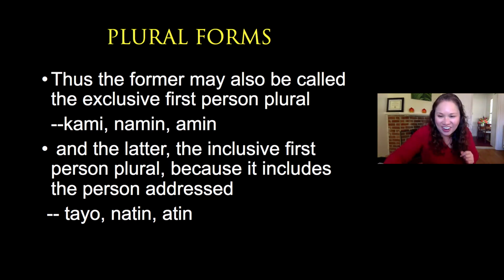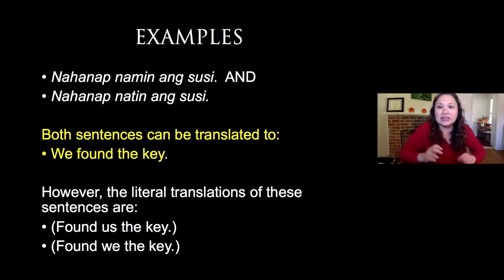Okay, let's move on. Let's look at other examples. So we say, nahanap namin ang susi. And nahanap natin ang susi. When we translate this in English, both sentences can be translated to, we found the key. Okay? However, the literal translations of these sentences are, found us the key and found we the key.